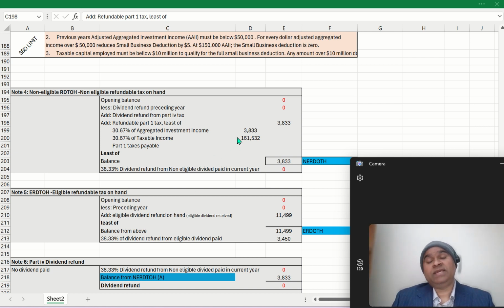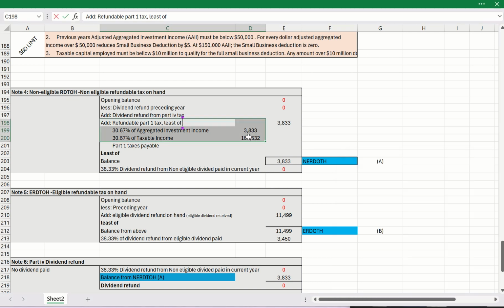So the 30.67% multiplied by the 12,500 would give us $3,833. And then we have the 30, we don't need to calculate this, okay? We know this right away. This is basically the taxable income multiplied by this, okay? We don't need to discuss this. But if you want to take a look at that, I don't mind.